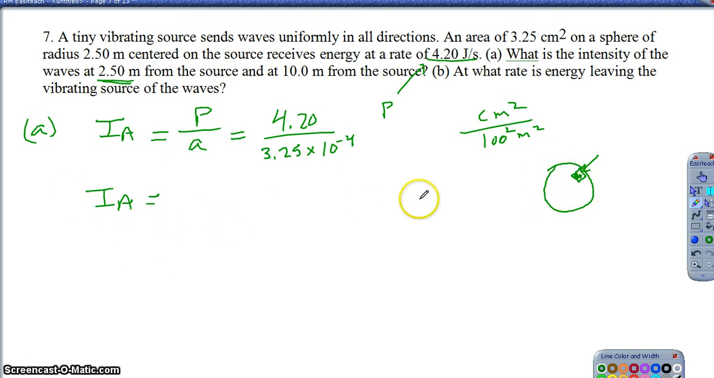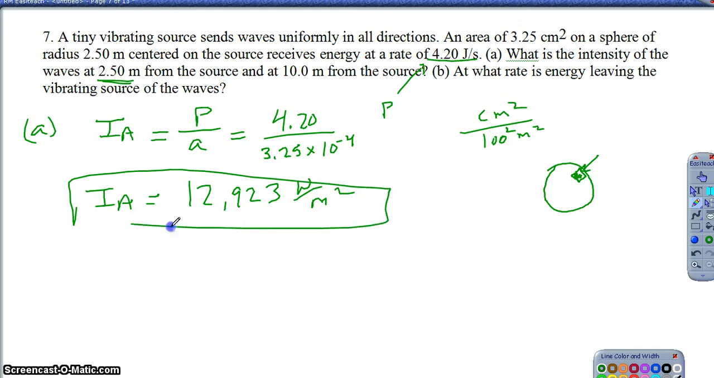So I've got the intensity then for part A. I just need to calculate that, and that ends up being about 12,923 watts per meter squared. So that's my first intensity at location A.